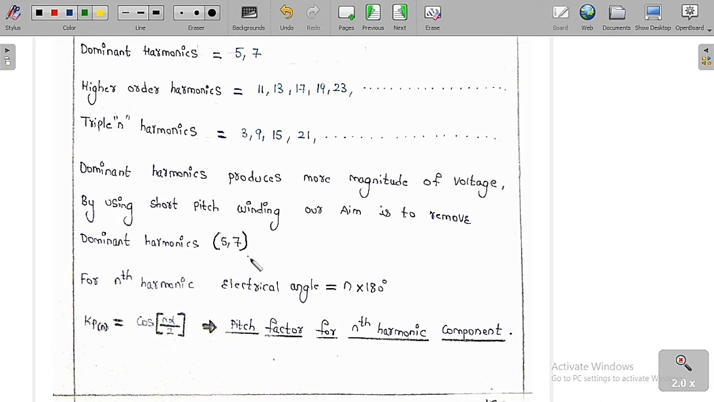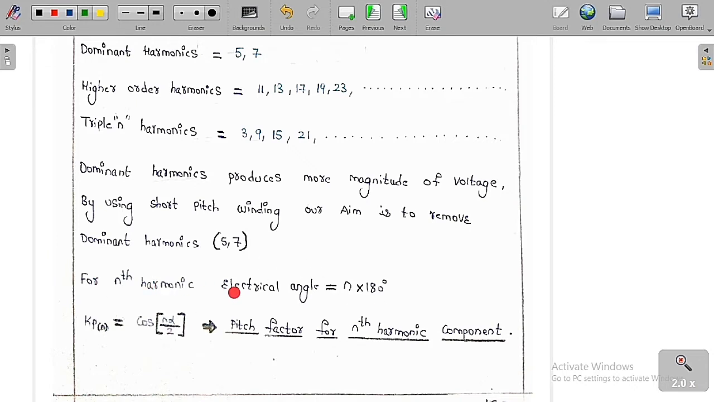These dominant harmonics produce more voltage, and with the help of short pitch winding, we have to remove them. This is our main agenda. We use the short pitch winding in such a manner that we remove these dominant harmonics, the 5th and 7th, because they produce more magnetic voltage and distort the flux in the machine. That is the reason we have to remove them.